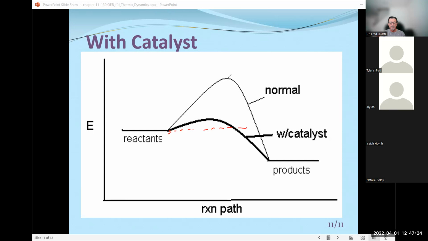So if I take a look at the energy of activation here for a normal reaction, you can see visually that it's much higher than the energy of activation with a catalyst. And so the normal reaction sometimes may require a little bit of heat to warm things up to get past that energy of activation for the reaction to proceed. With a catalyst, that reaction does not require a lot of energy and could possibly occur at room temperature, okay? Room temperature.